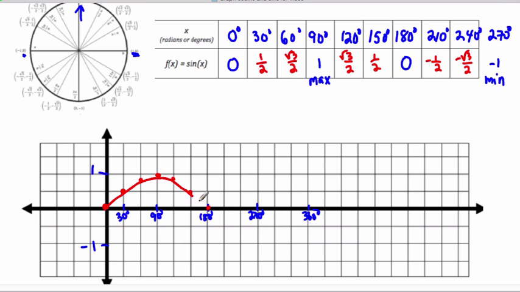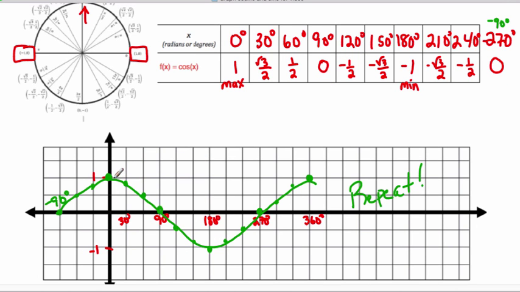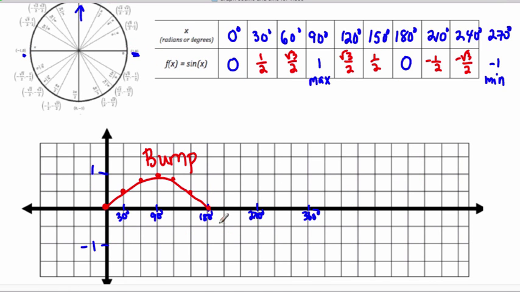So I call this the bump. So sine starts out with a bump, where cosine starts at its max and goes max, 0, min, 0, max. This is going to do a bump followed by a dip. There it is, one complete cycle of the sine graph. Very predictable.